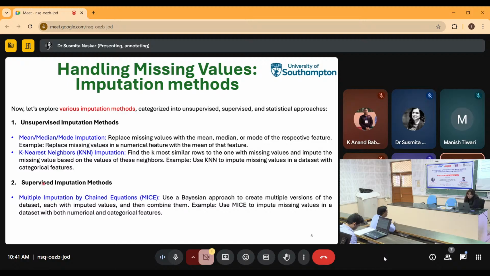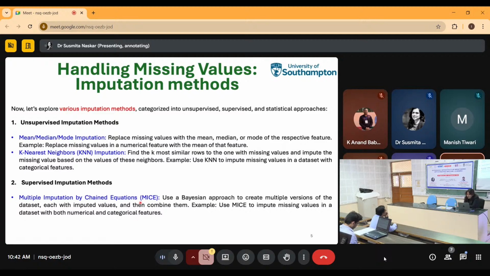Now if you look into the other category, which is called supervised imputation, they also have some kind of divisions or subsets. The main one is the multiple imputation by chained equations, and we call it MICE. What MICE does is build a conditional model for each feature with missing data, and then iteratively impute it and repeat the whole process to create multiple completed datasets. We then pool the results with properly reflected imputation uncertainty.